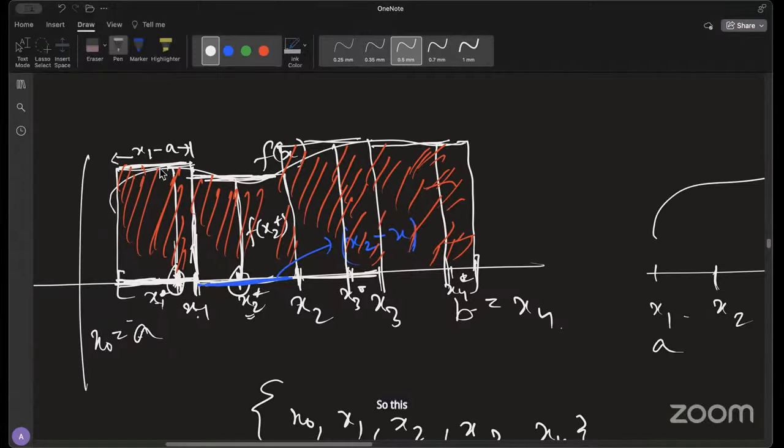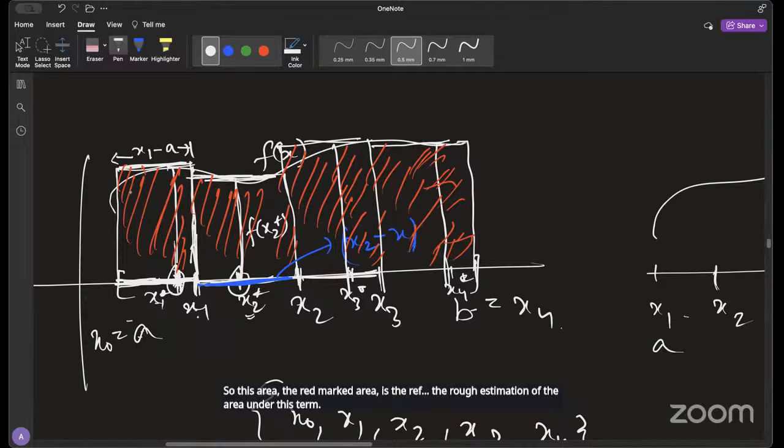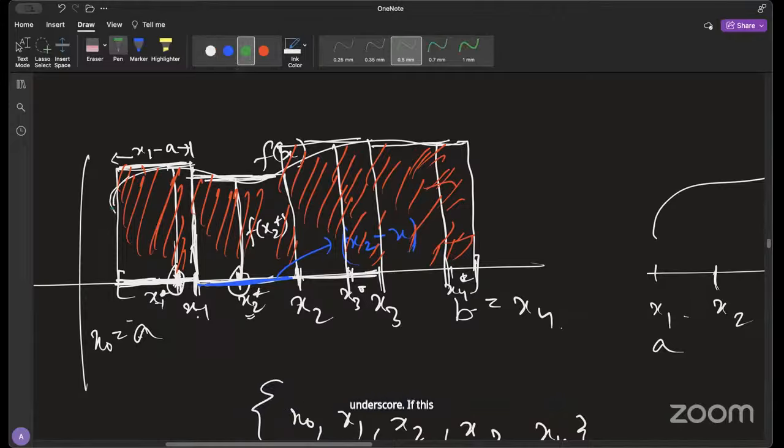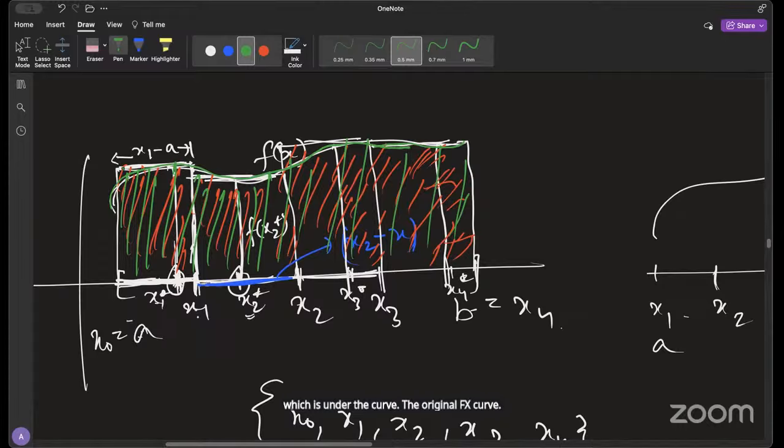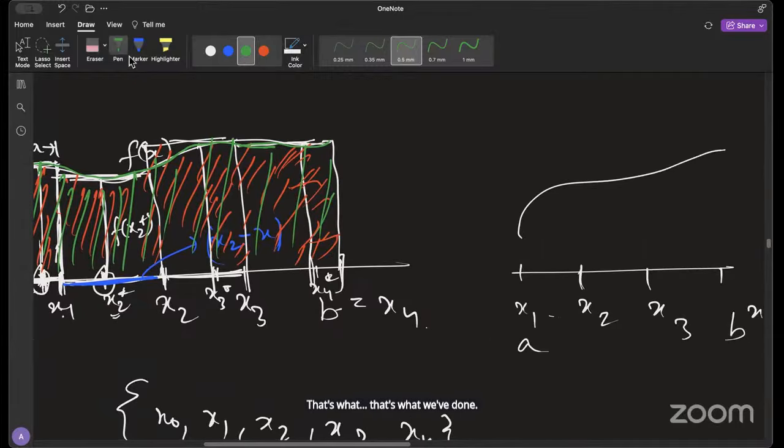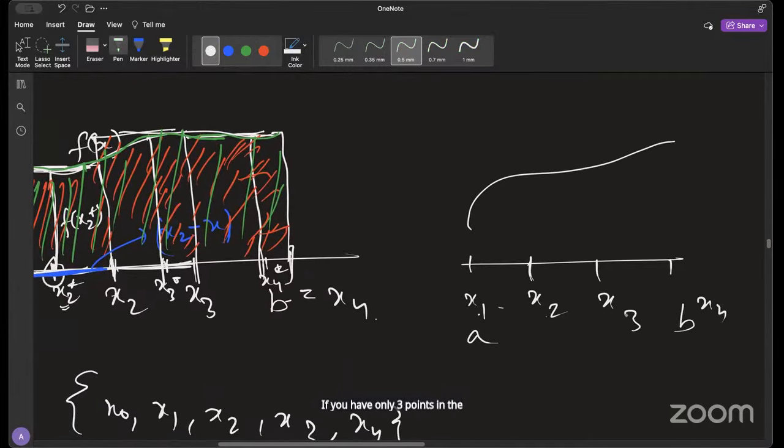So this red marked area is the rough estimation of the area under this curve. If this is your curve, the area under this curve is this, the one marked in green. So if you have to find the green area, under the original f(x) curve, you can try to estimate it using rectangles, right? That's what we have done. If you have only 3 points in the partition, x1, x2, x3, then your area will be something like this.